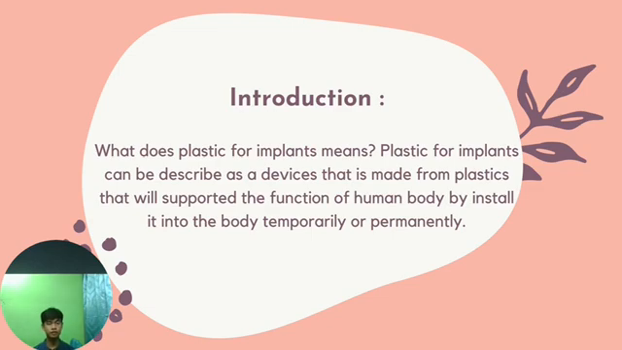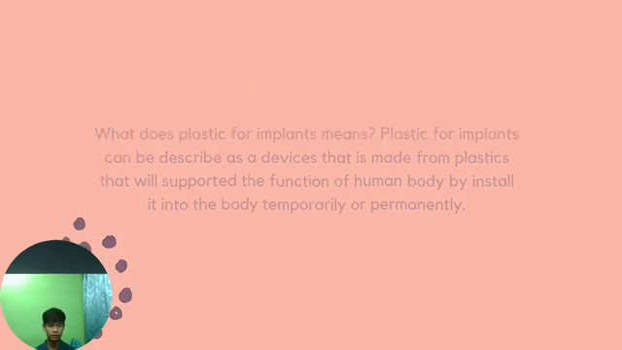The first one is the introduction. What does plastic for implants mean? For your knowledge, plastic for implants can be described as a device or a tool made from plastics that will support the function of the body by being implanted or installed into the body temporarily or permanently.